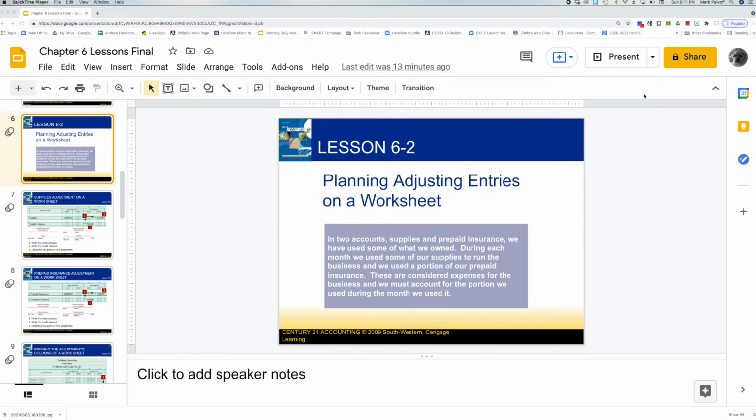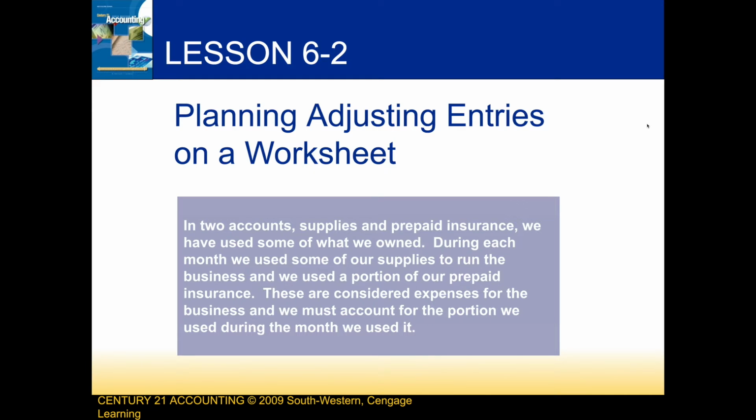As I had stated before, I'm going to be going over the 6-2 text, which is the second lesson of Chapter 6. In this lesson, we will be learning about planning adjusting entries on a worksheet. To start, in two accounts, which are supplies and prepaid insurance, we have used some of what we have owned. During each month, we used some of our supplies to run the business, and we also used a portion of our prepaid insurance. So these are considered expenses for the business, and we must account for the portion that we used during the month that we used it.